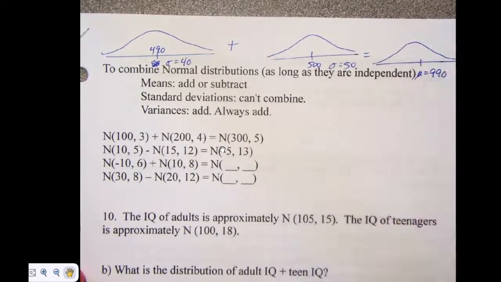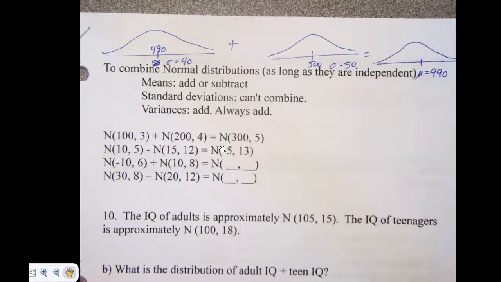The standard deviation is what this lesson is about. You cannot add standard deviations. You can only add variances. So first we have to remember, how do we get from standard deviation to variance? If I give you a standard deviation of 3, what's the variance?